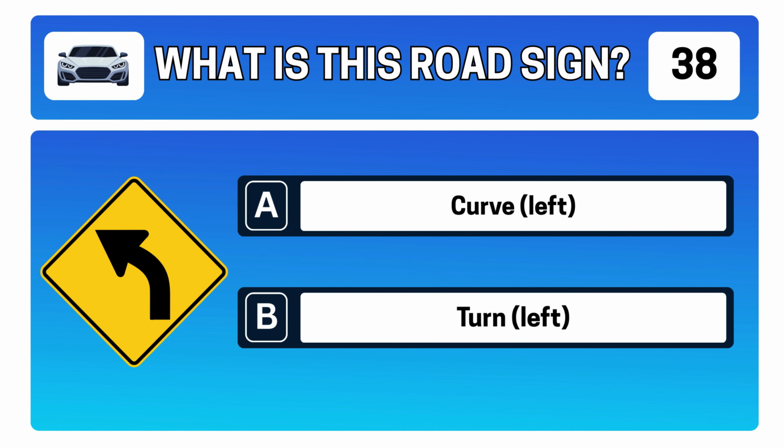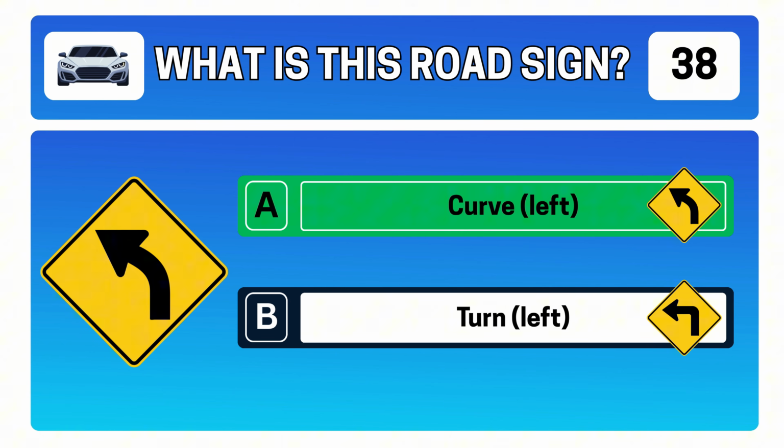Guess this road sign. A. Curve left. B. Turn left. Excellent. It is the curve left sign.